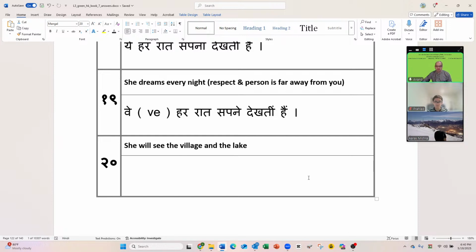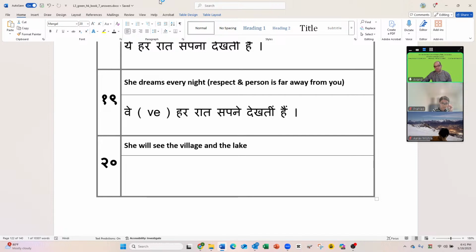She will see the village and the lake. वो नगर और लेक को देखने जा रही है. देखने जा रही है would mean she is going to go and see the village and lake. It is not wrong, but it's not exactly what we have written.